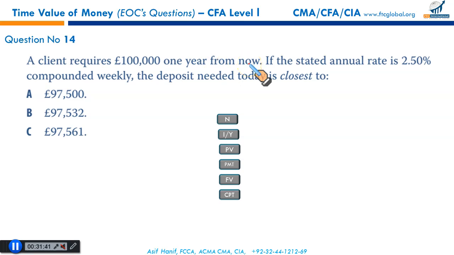Next, a client requires 100,000 pounds 1 year from now. So that means it's a future amount. You can write here future amount 100,000. If the stated annual rate is 2.5 compounded weekly, when it says compounded weekly, you need to divide it by 52. So 2.5 divided by 52 gives you a very small interest rate, that is 0.04806676. And how many weeks are there in 1 year? 52 weeks. So 52 weeks, interest rate is this.